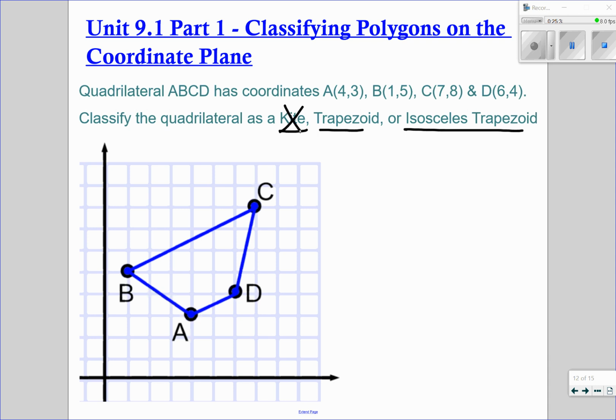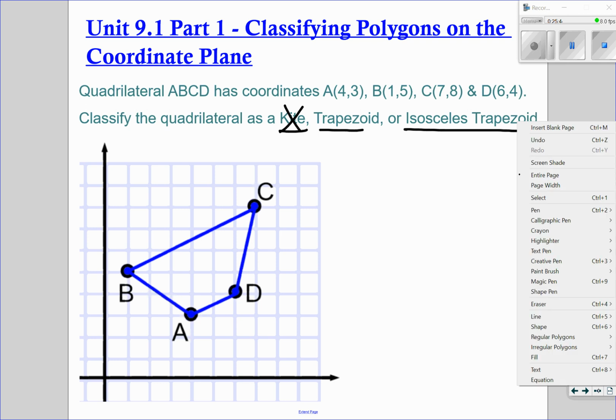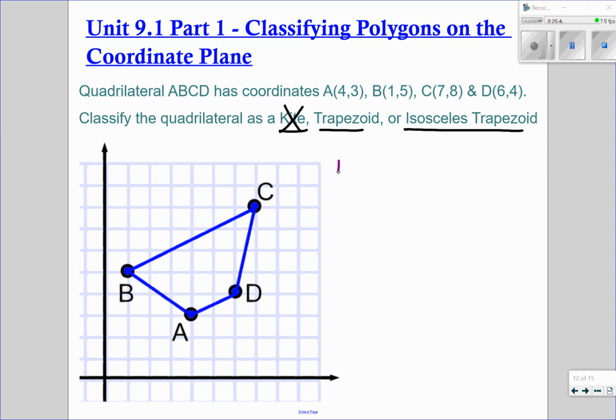But our trapezoid, so for a trapezoid we need to show at least one pair of parallel sides, and then for the isosceles trapezoid we need to check for the congruency of the legs. So let's go ahead and check for parallel sides. Let's go ahead and test our slopes.